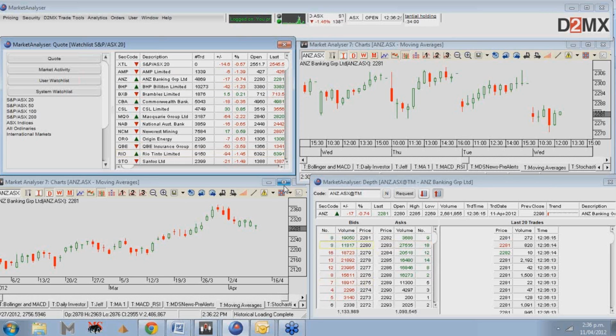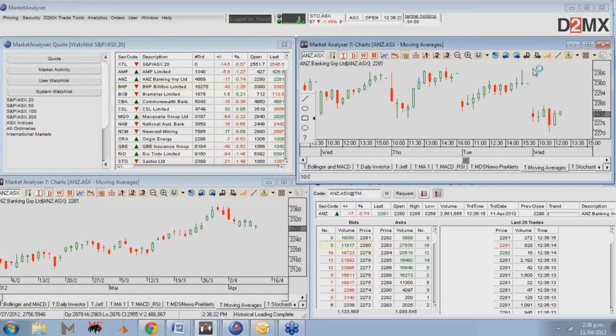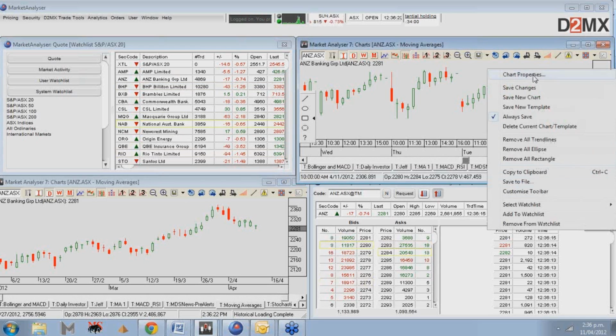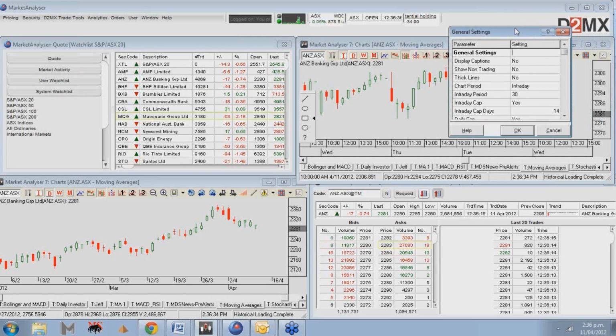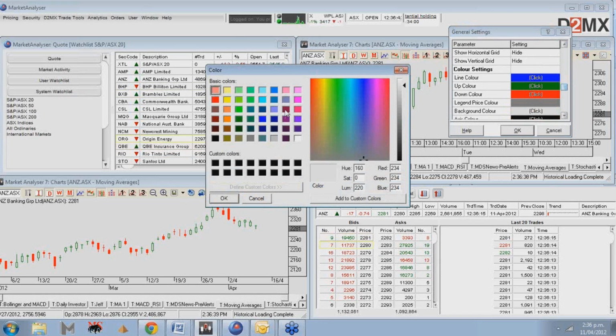Now moving on from that, I'm sure you're familiar with the fact that you can right-click on a chart and you've got the chart properties in there. This is very similar to what you've been doing for many years with the previous program. But one thing you can do here, which you may or may not have played with, is you can actually alter the color of individual charts.